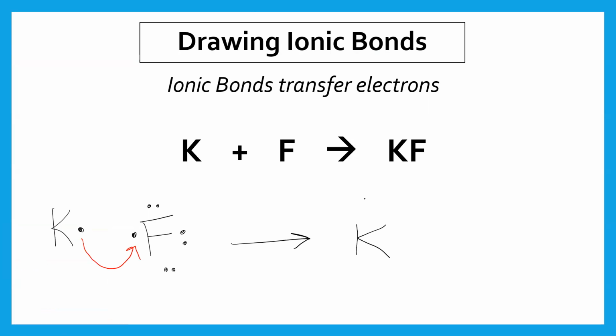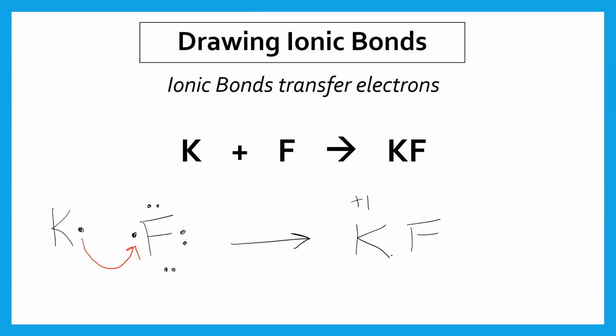So I know that K got rid of 1 electron, but is K's charge going to be positive or negative? Well, it lost 1 electron, so it lost negativity. If you lose negativity, you become more positive. So plus 1 is the charge for K. It is showing that it lost an electron, it gave 1 up. Okay, then I'm going to draw F.